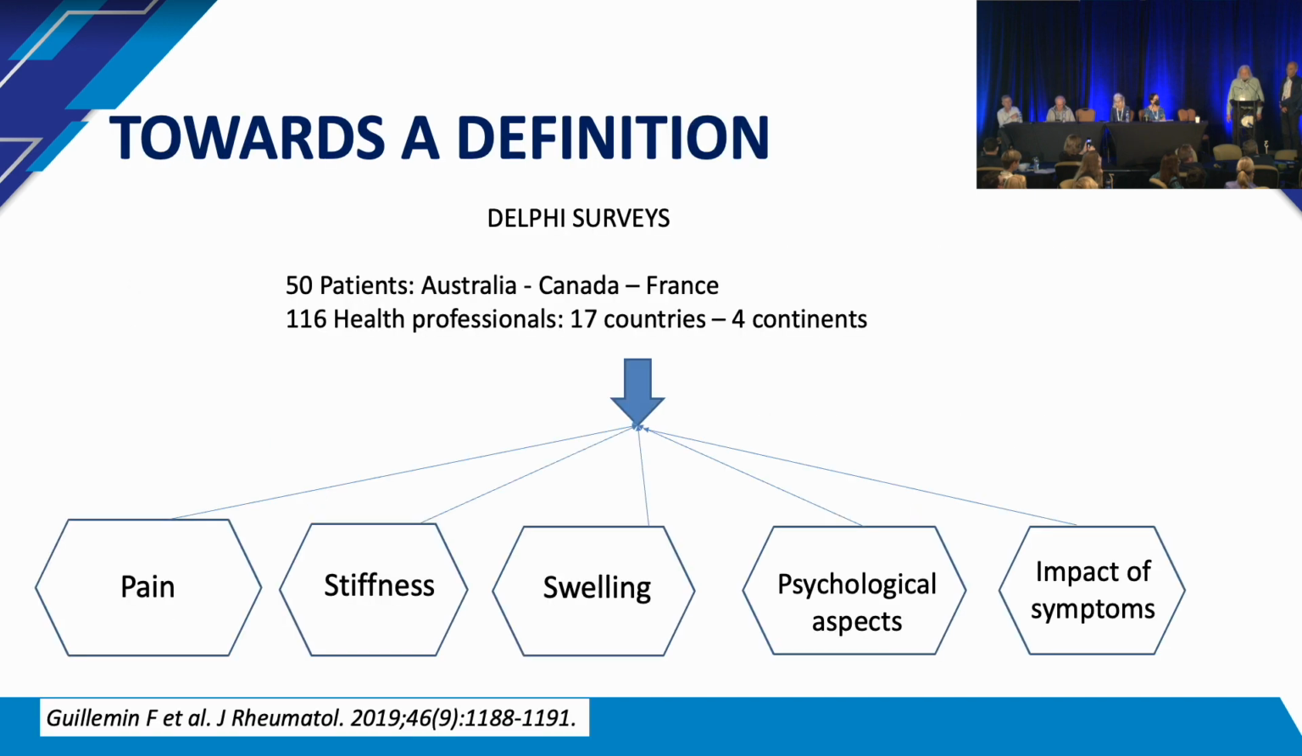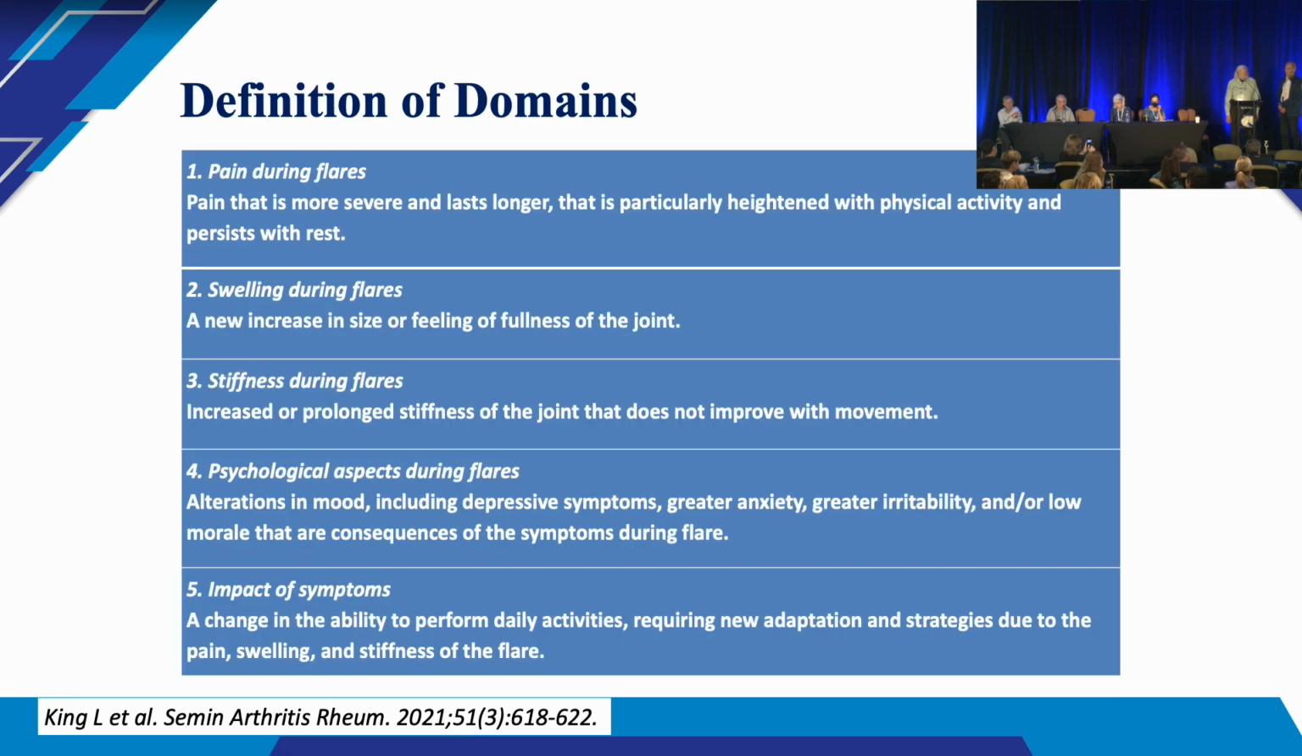The domains went through a Delphi consensus selection process involving 50 patients and 116 health professionals from 17 countries and 4 continents. 5 domains remain that were presented for endorsement in a virtual meeting as part of OMERACT 2020. The 5 domains were endorsed, and they are pain, swelling, stiffness, psychological aspects, and impact of symptoms.